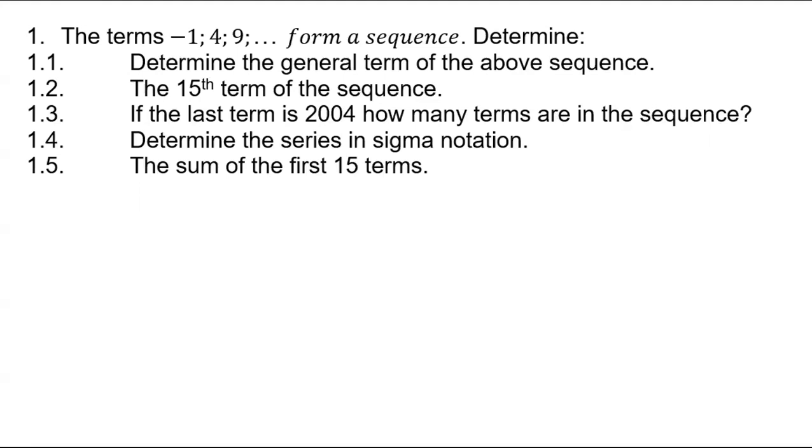Why is it arithmetic? It's because when you take term 2 minus term 1, you will get 5. And when you take term 3 minus term 2, you will still get 5, meaning that it gives you a common or constant difference.